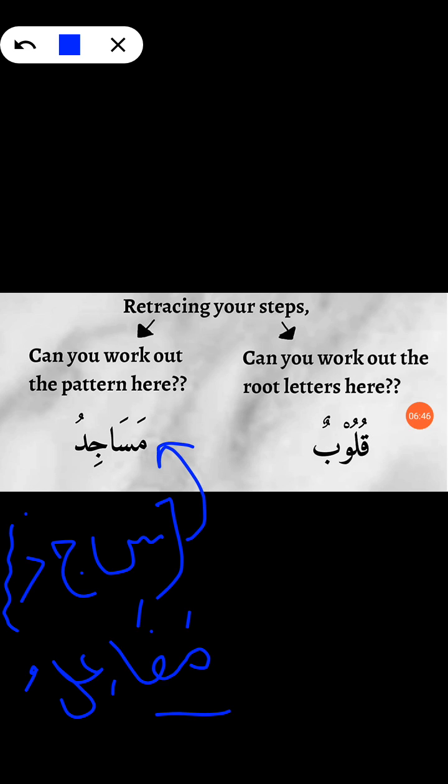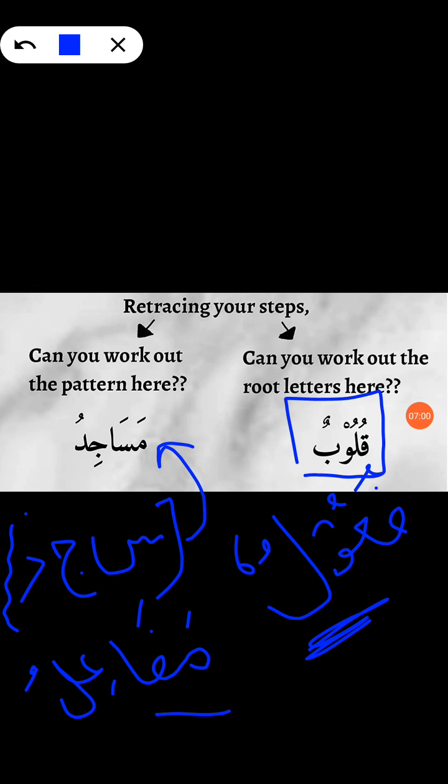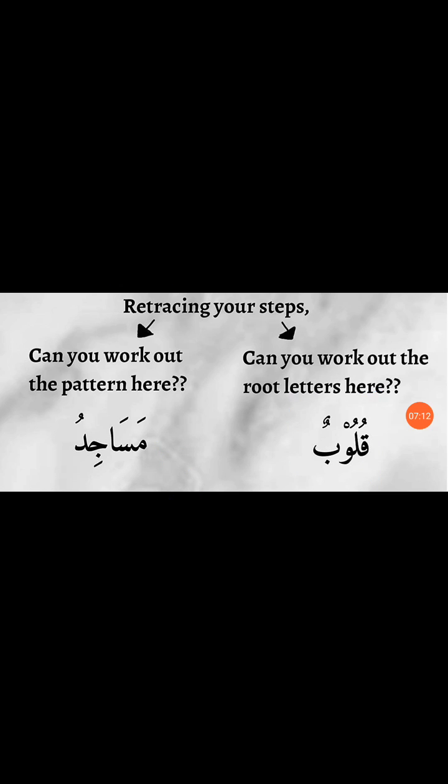Similarly, if I tell you that this is the pattern of, well, we just did this actually, fu'ulun, can you tell me what the root letters being used in this pattern are? I hope you're saying qaf, lam, ba. Qalb, it means a heart. So quite easy.